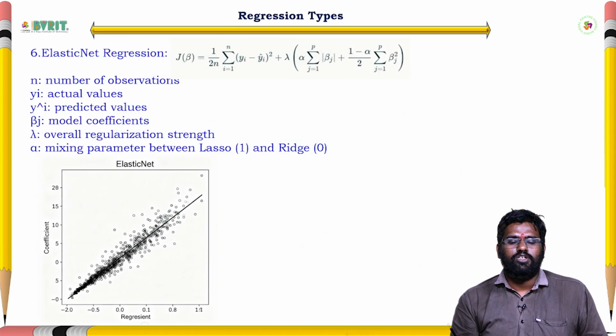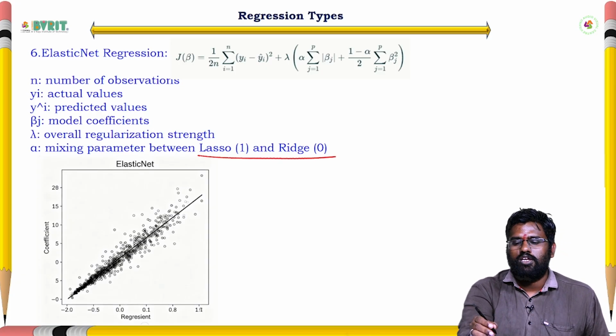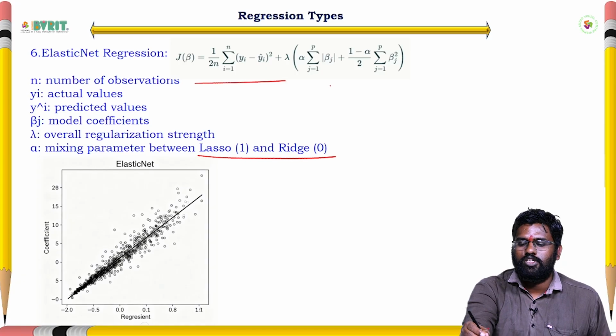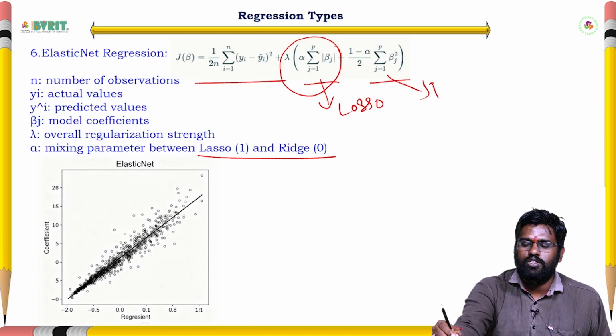And next one, elastic net regression. Elastic net regression means it is a combination of L1 and L2 penalties, and the combination of lasso and ridge is called elastic net. So that means the same formula, 1 by beta j plus beta j square. This is used for lasso. This is used for ridge.